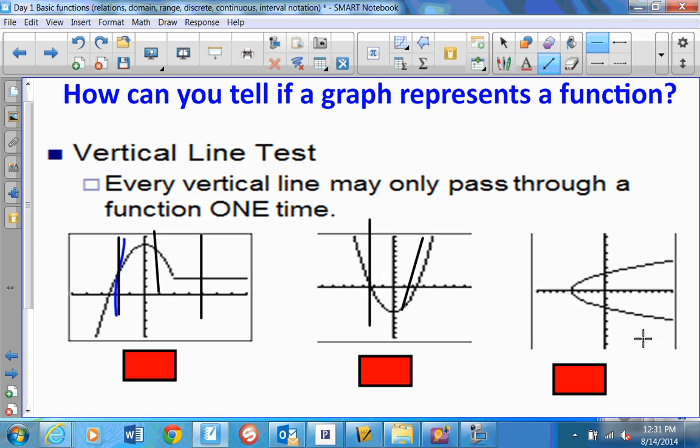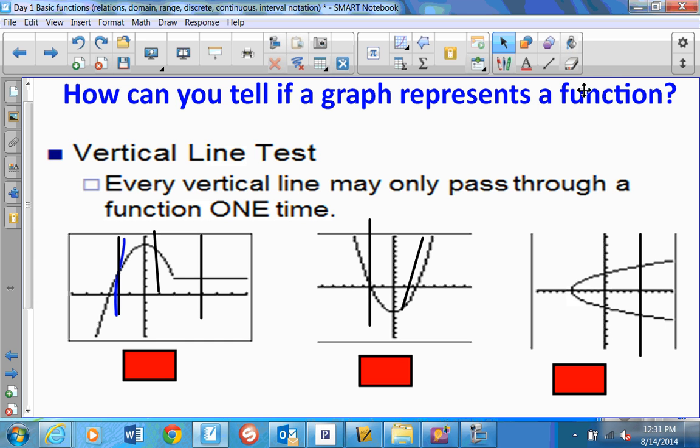How about this guy? No. The x-axis, let me think about that. It cannot hit the x-axis at all. No, because see, this guy hit it twice, and it's the vertical line that can't hit the graph twice. Is that what you asked? Okay, a vertical line cannot go through the graph more than once.